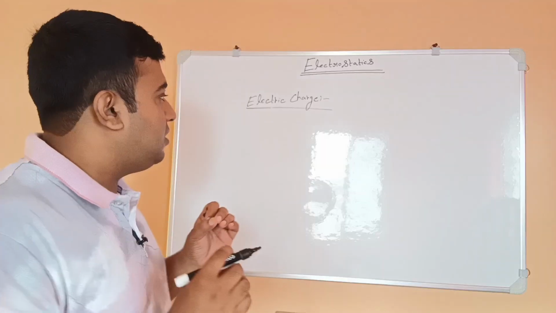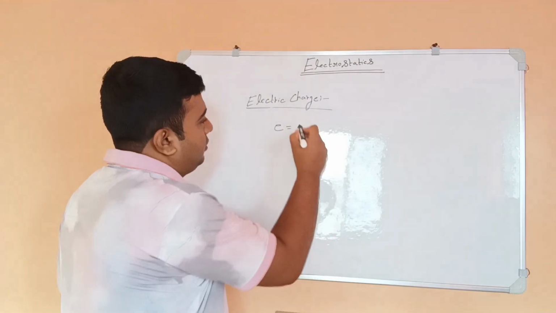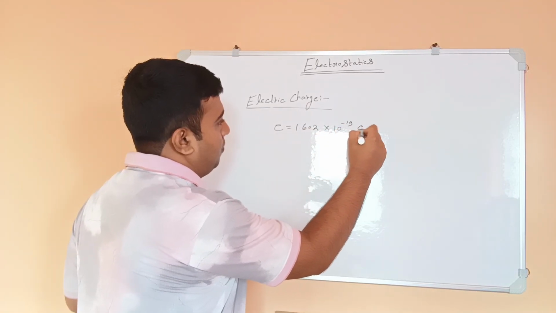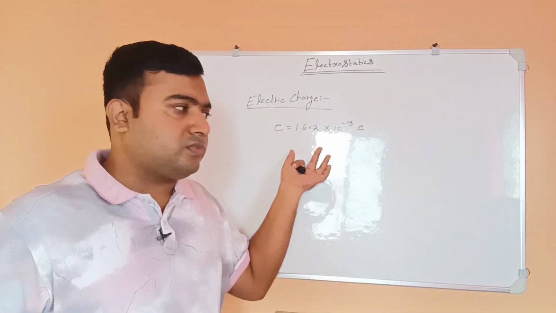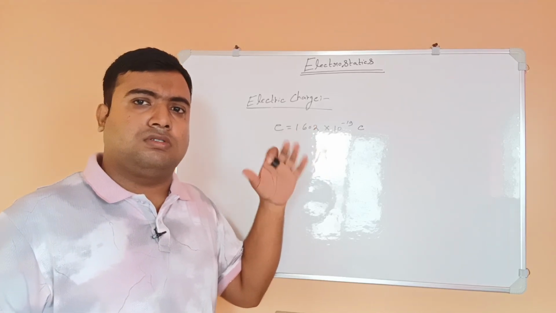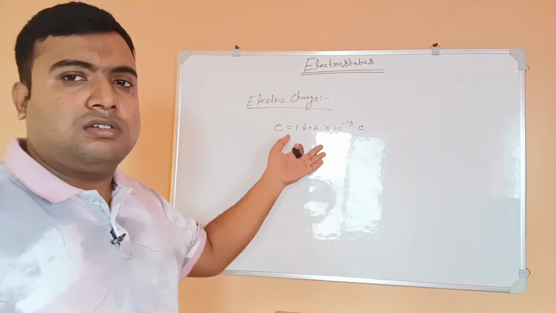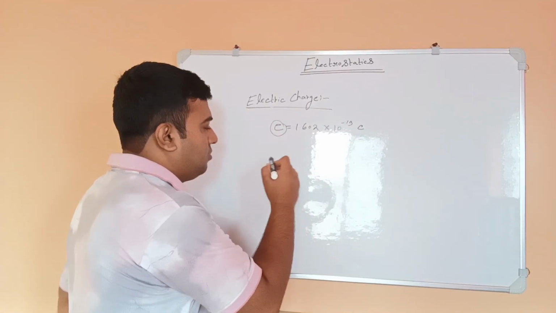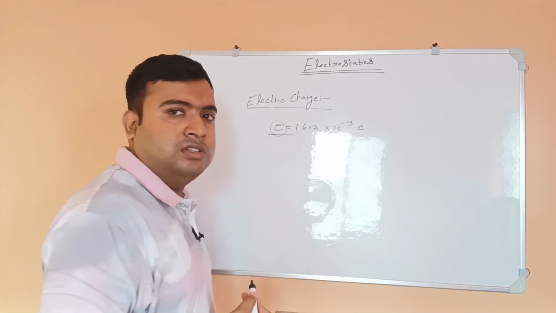The basic and minimum amount of charge is the charge of an electron, that is 1.602 into 10 to the power minus 19 coulomb. This is the basic amount of charge a particle can have. Any charged particle can have only an integral multiple of this amount.